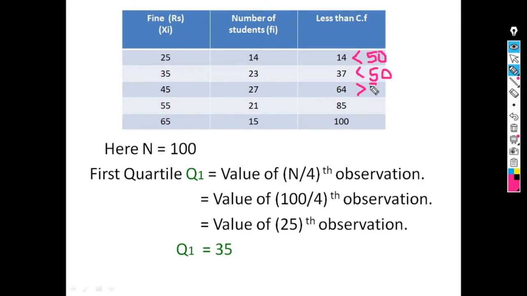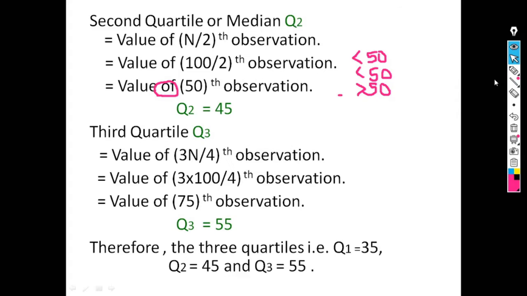The remaining values are also greater than 50, but we have to check the first value which is greater than 50, and that is 64. And the value which belongs to this frequency 64 is equal to 45. So the value of the second quartile, that is Q2, is equal to 45.